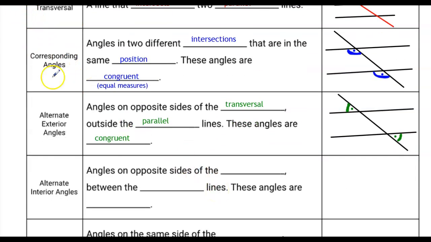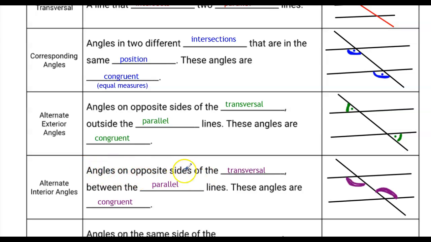Moving on to alternate interior angles. So you could probably guess that alternate has that same definition as alternate up here, but interior means something different than exterior. Once again, we're looking at angles that are on opposite sides of the transversal because alternate means opposite sides of the transversal. Same thing up here, alternate means angles on opposite sides. And in this case, it's interior, so they're between the parallel lines.